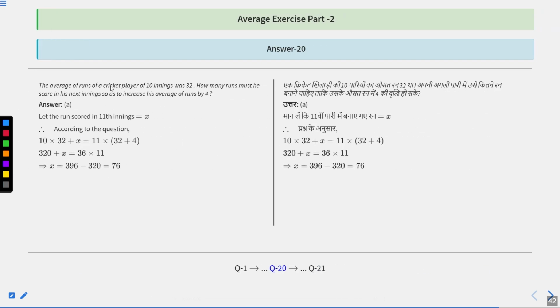Now the question says the average of 10 innings was 32. What he scored in his 11th inning makes the average 32 plus 4, which is 36. Clear? So we let him score x runs in his 11th inning. What will be the total score? 10 into 32 plus x equals the average of 36 times 11 innings. So when we equate it, 320 plus x equals 36 into 11. So it will become 396 minus 320. So the value of x equals 76 runs needed in the 11th inning. So A is the correct answer.